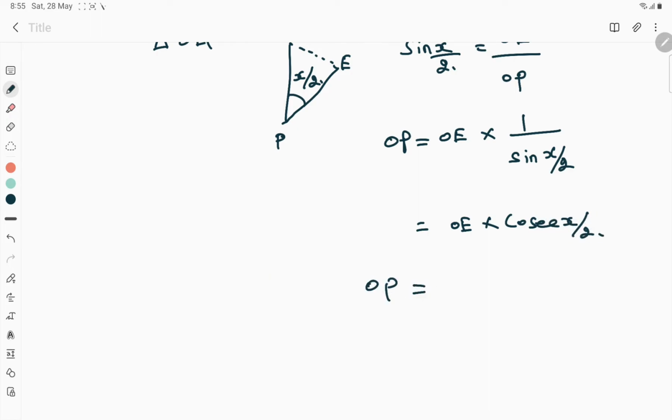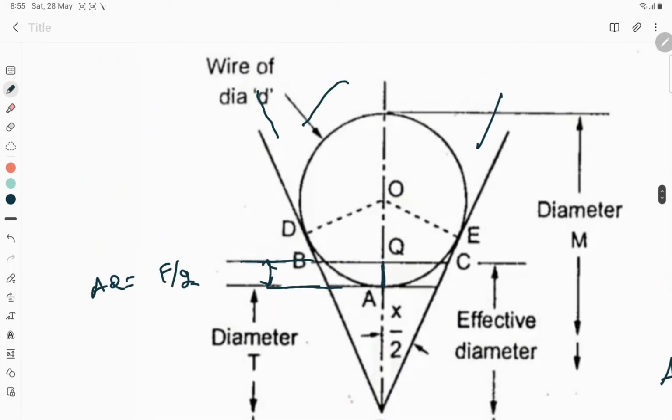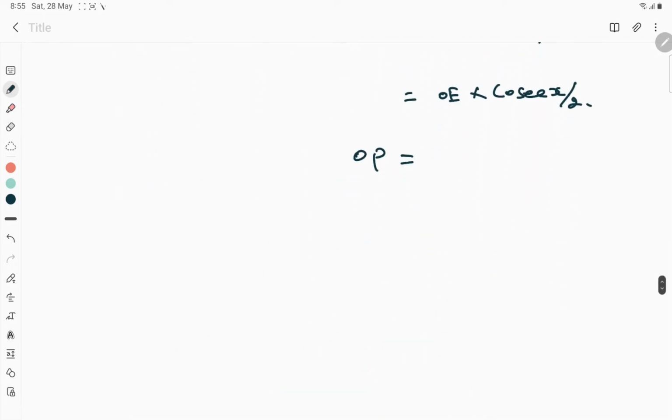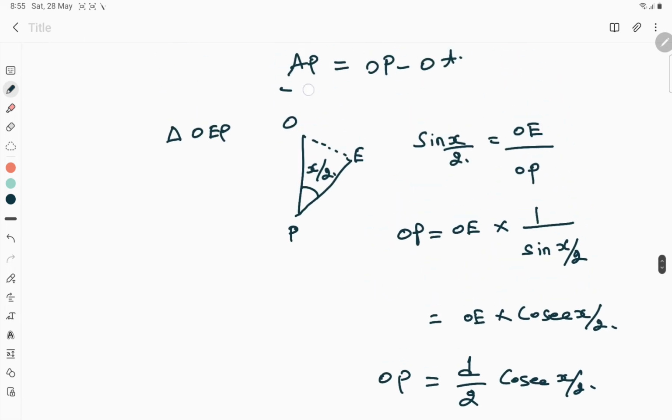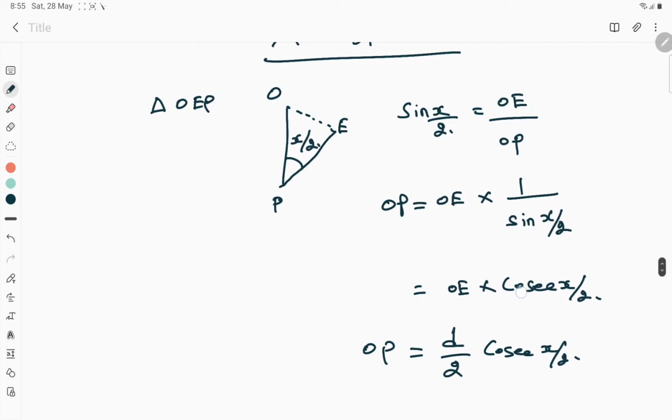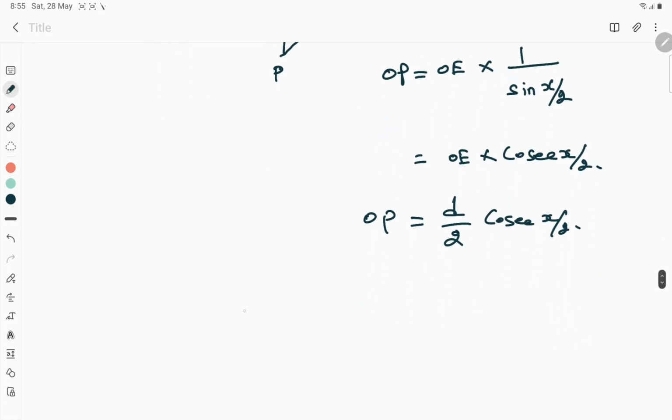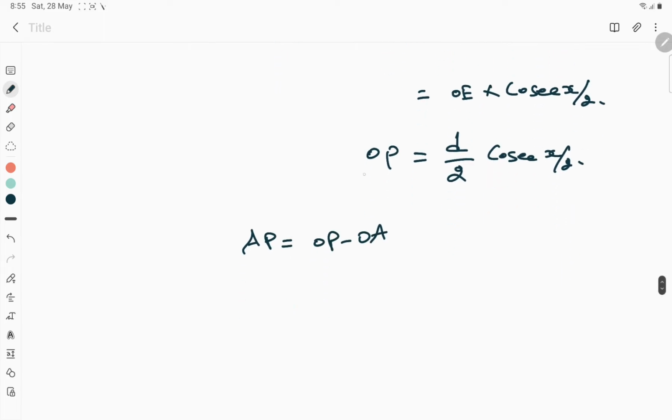So OP is equal to, let us see what OE is in the diagram. OE in the diagram is nothing but the radius of the wire. So it can be written as d by 2 cosecant x by 2. Now we will come back to this relation. AP is equal to OP minus OA. So for OP we will substitute from this relation. It is d by 2 cosecant x by 2 minus OA.